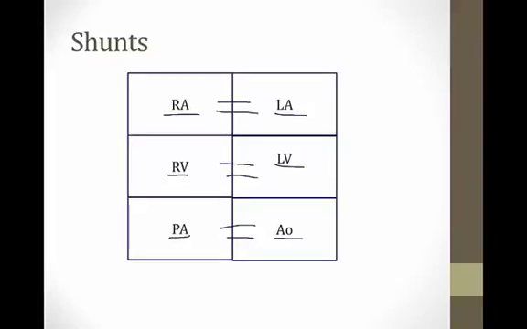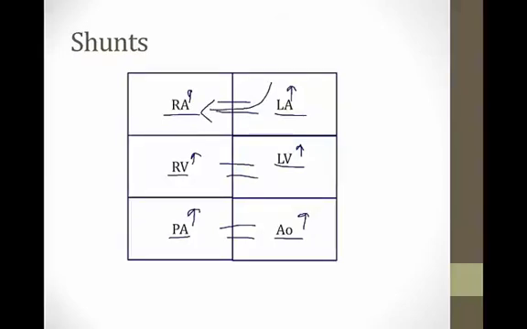Now, under normal circumstances, the pressures are always higher on the left side of the heart than the right side of the heart. So under normal circumstances, the left atrial pressure is higher than the right atrial pressure, the left ventricular pressure is higher than the right ventricular pressure, and aortic pressure is higher than pulmonary artery pressure. What this means is that initially in children born with any of these 3 types of shunts, blood will flow from the left side to the right side of the heart.